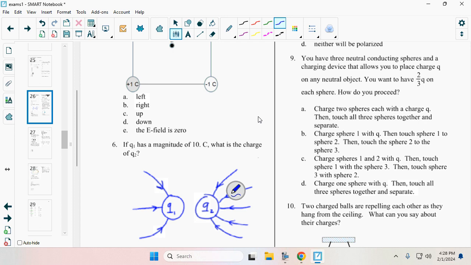Yeah, the charging device allows you to place. So how do we get 2/3 charge on each sphere? You want to get 2/3. So let's just look. If I charge two spheres with a charge, they all come together. Those thirds Q on each one. Follow what I'm saying?